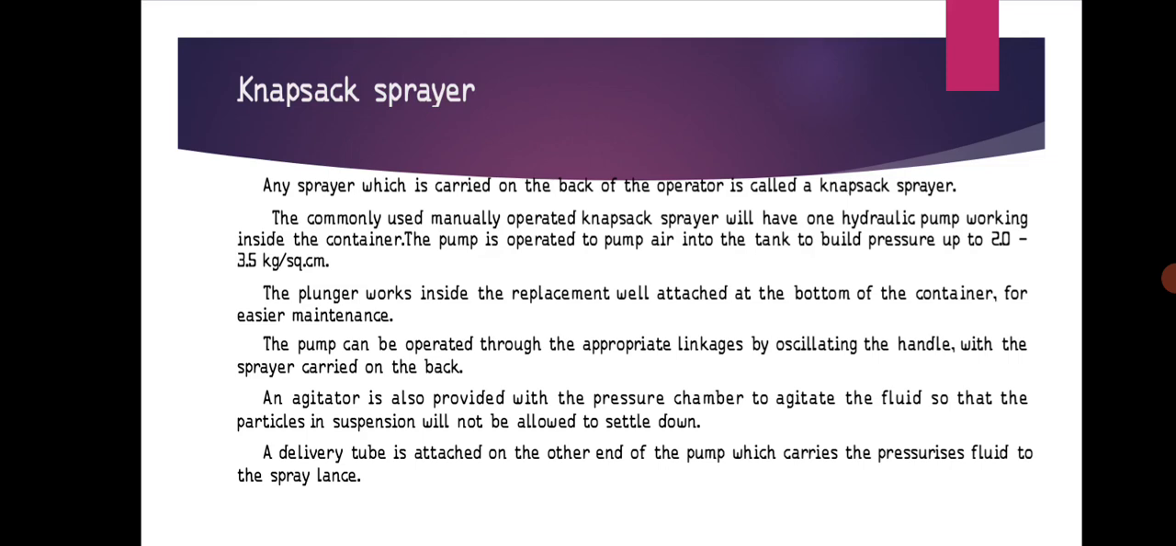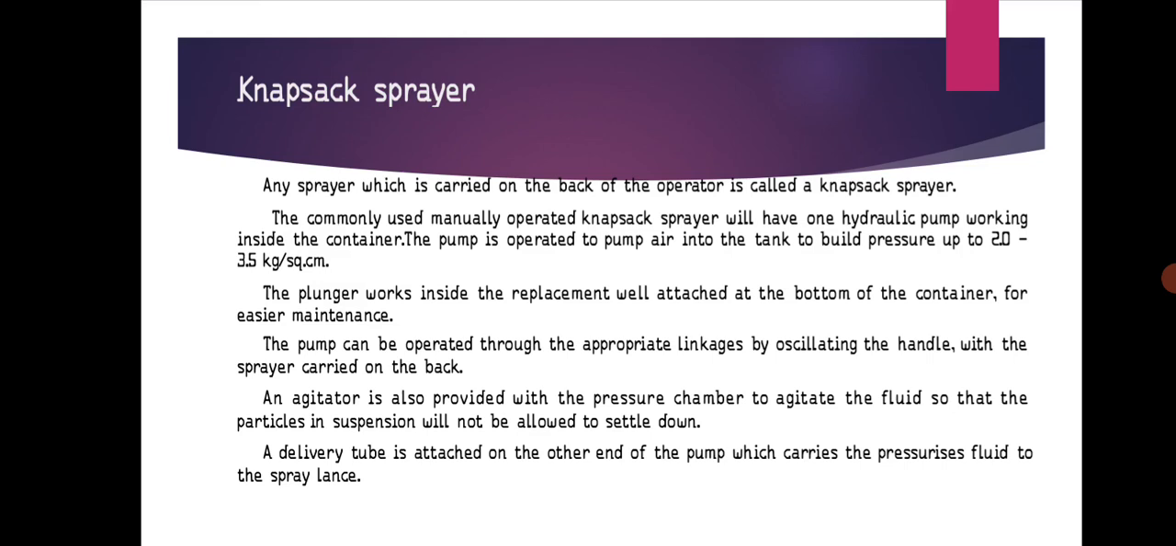Knapsack sprayer. Any sprayer which is carried on the back of the operator is called a knapsack sprayer. The commonly used manually operated knapsack sprayer has one hydraulic pump working inside the container. The pump is operated to pump air into the tank to build pressure up to 2 to 3.5 kg per square centimeter. The plunger works inside a replaceable well attached to the bottom of the container for easier maintenance. The pump is operated through the appropriate linkage by oscillating the handle with the sprayer carried on the back.